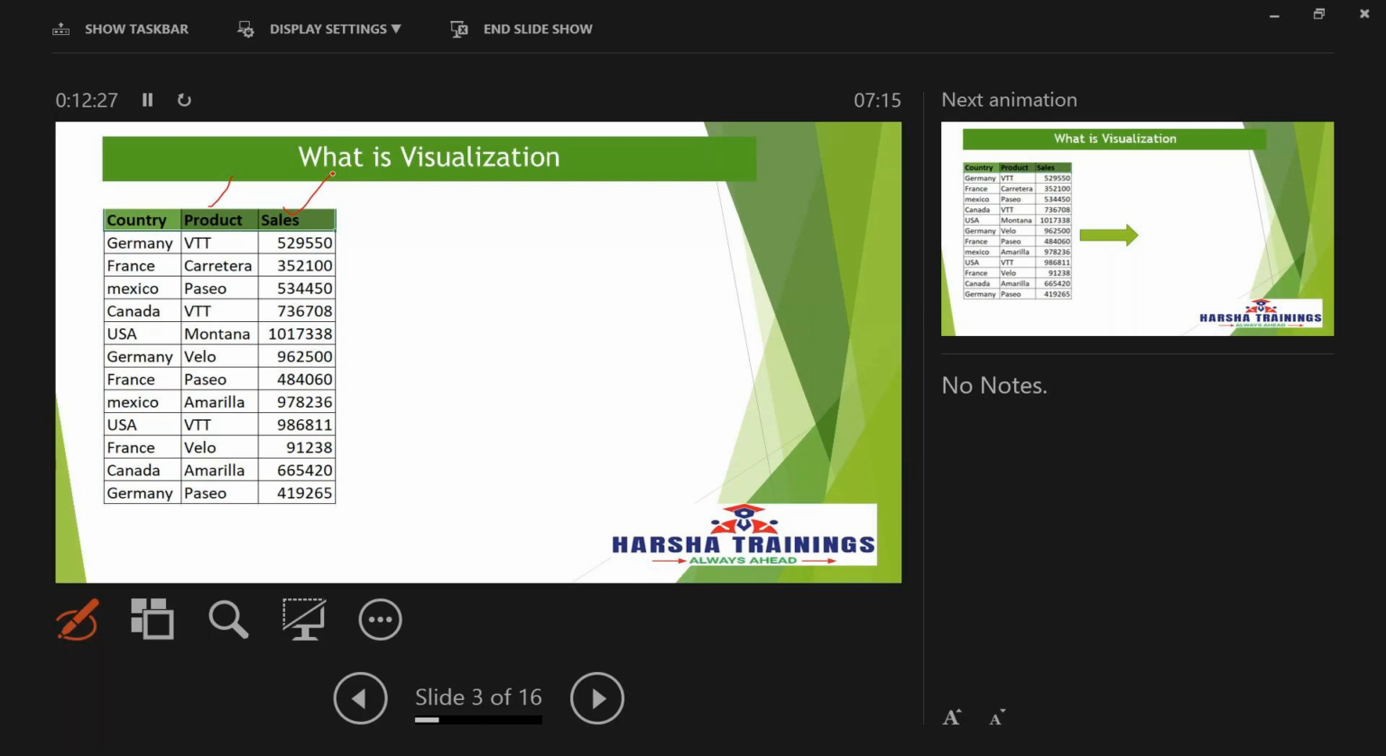Now I'm asking for the total sales from Germany only. You have to calculate Germany sales. It means you have to add these values, and then add this value, and then give some answer. From Germany, how many sales are there?